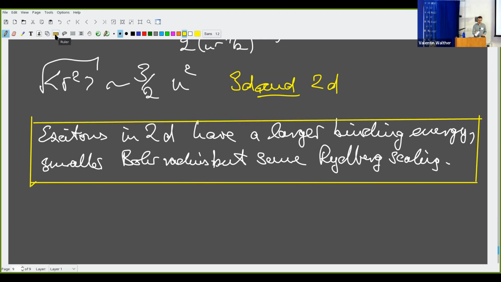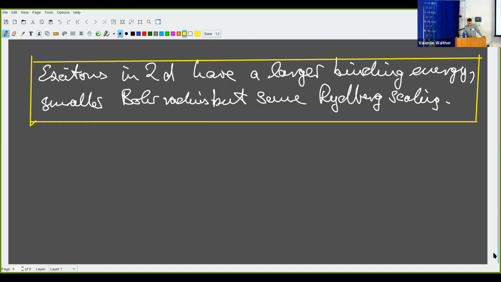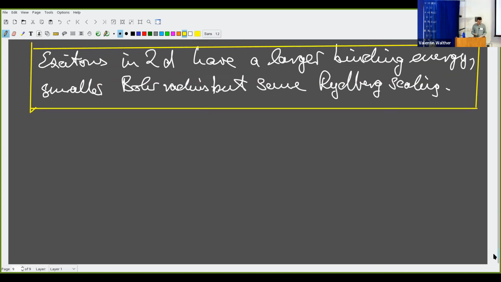All right. So that was comment 1. Let me continue with comment 2. And please again interrupt me at any point if you have questions. And so the third point is a comparison with atoms.